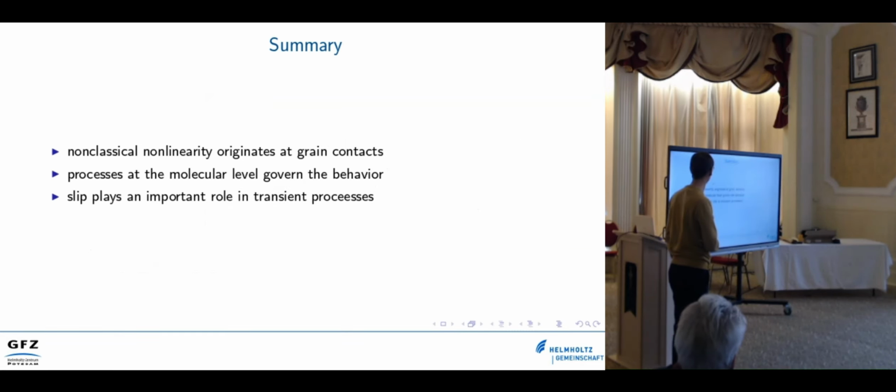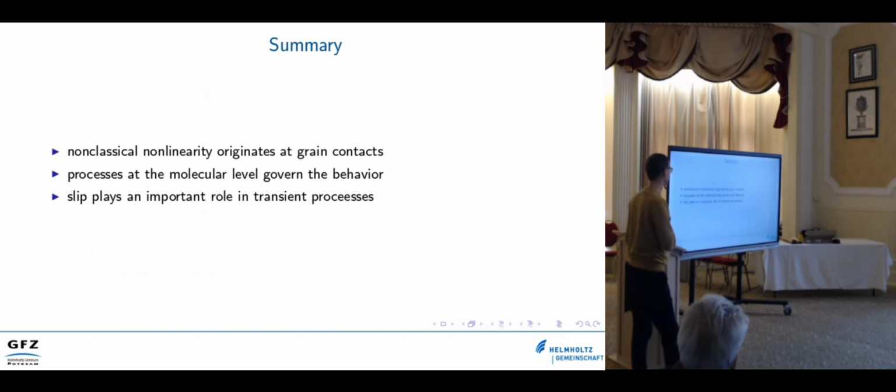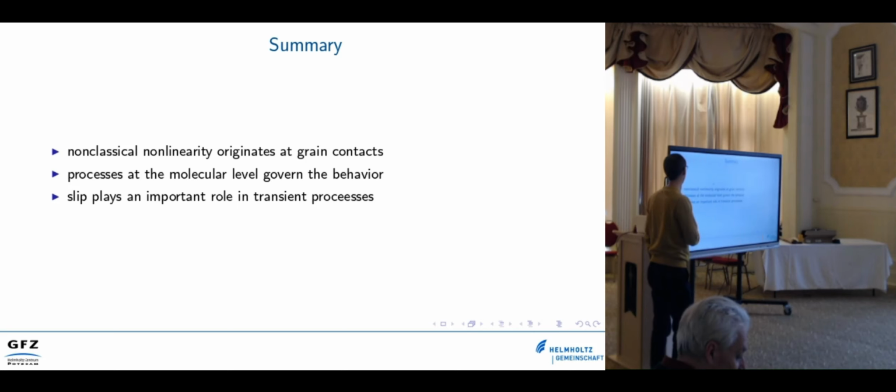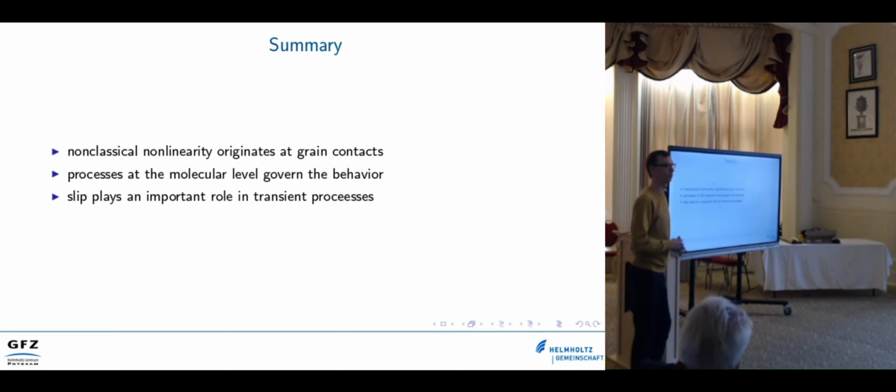Okay, to summarize: the non-classical nonlinearity originates at the grain contacts, and contacts have all the different sizes that we can imagine. So processes at the smallest level might actually govern the behavior. And slip plays an important role in these transient processes, just because these transient processes usually only have one sign. They only go down when you damage or do something, and then they recover. So there's not two signs of it.